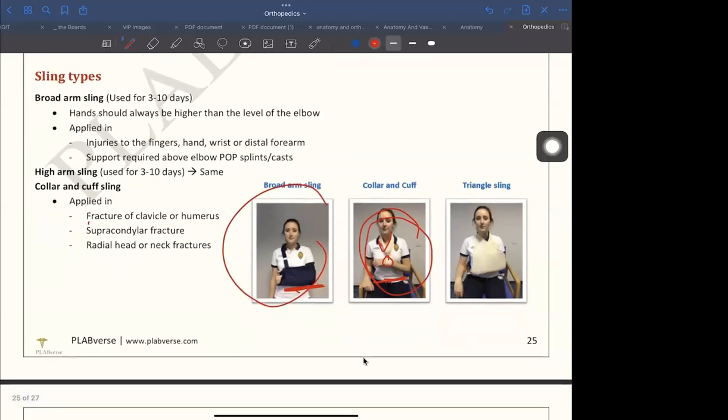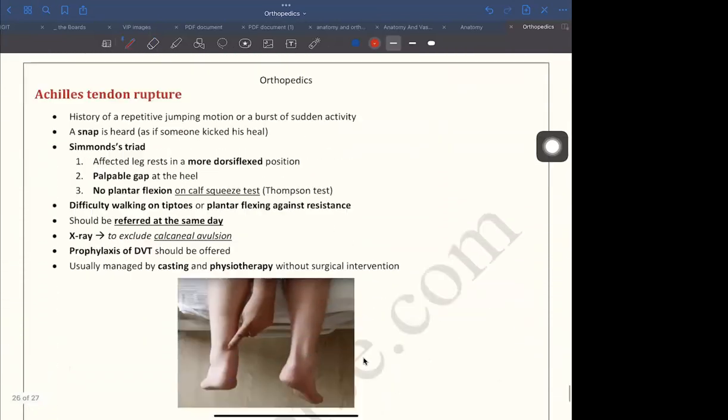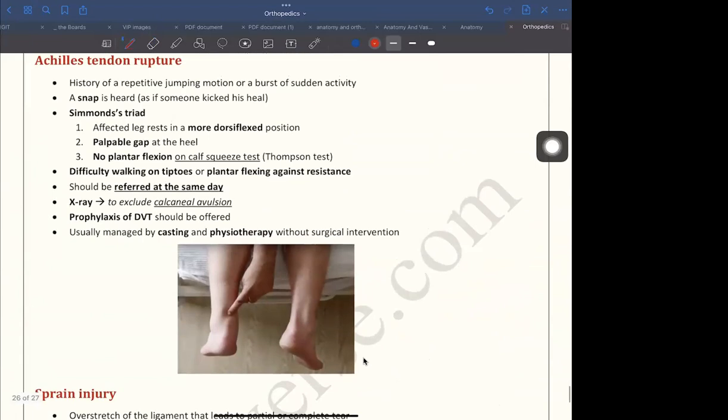The collar and cuff is used for fracture of the clavicle, because you need to relax it, or get the clavicle down by weight, so you need to elevate this part. It is also used for supracondylar fracture or radial head and neck fracture, okay? There is Achilles tendon rupture as well.